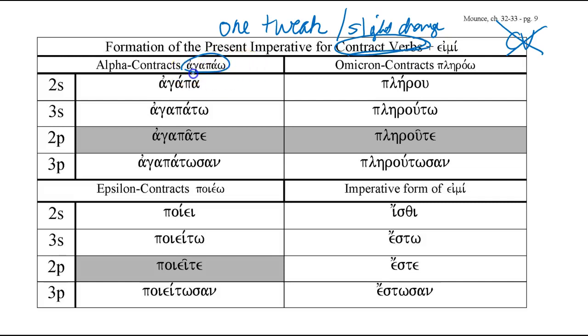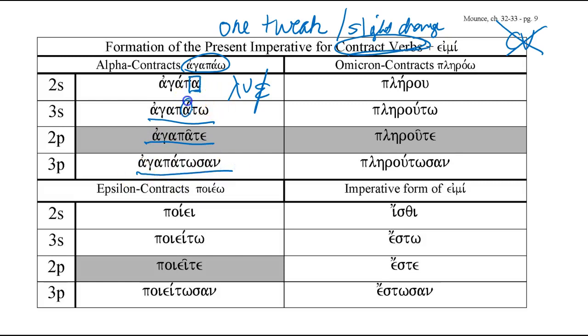So for agapao, it keeps its alpha. What happens is the short alpha goes long and then therefore becomes stable. Alpha is a letter that can be either short or long. It's a vowel that's short or long. It moves from short to long to stabilize it. So the case endings are exactly the same. So instead of lu a, it uses the alpha as, so agapa means love. Agapato, let him love. Agapate, love, but plural, and agapatosan.